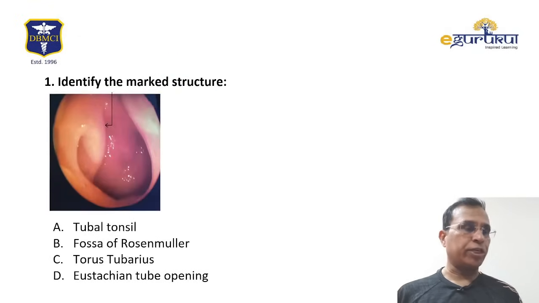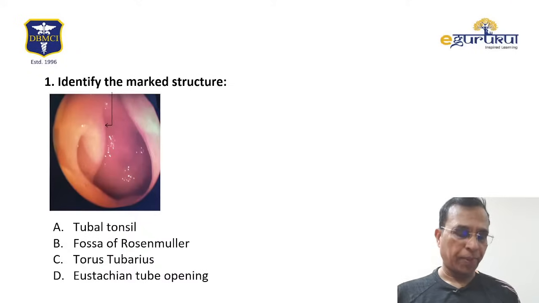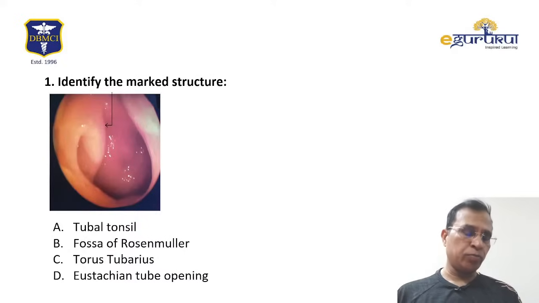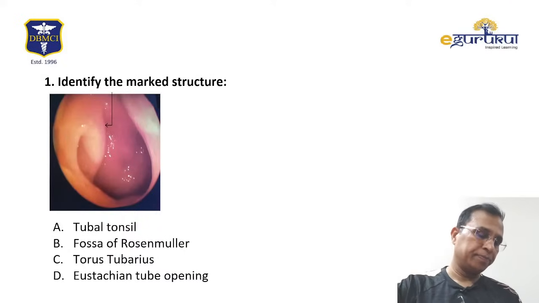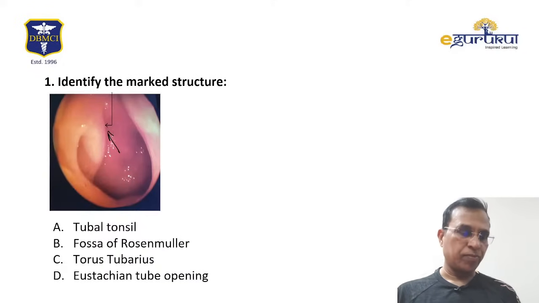And this is your first question. It's an image based question. This was asked last year, 23. You can see that arrow marked here. There's an arrow this side. And the question says, identify the marked structure. Is it tubal tonsil? Is it fossa of Rosenmuller? Is it torus tubaris or eustachian tube opening?